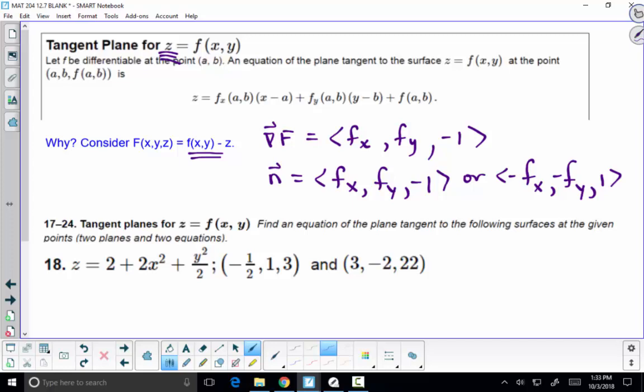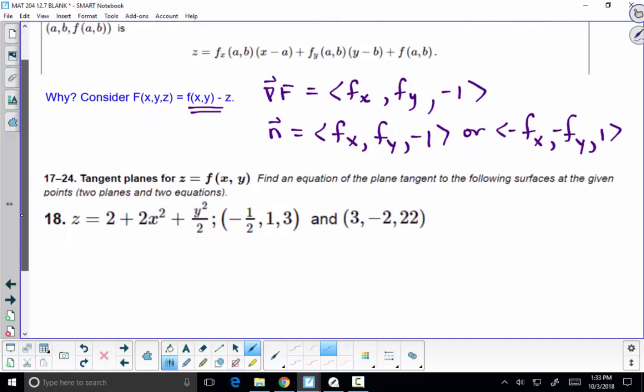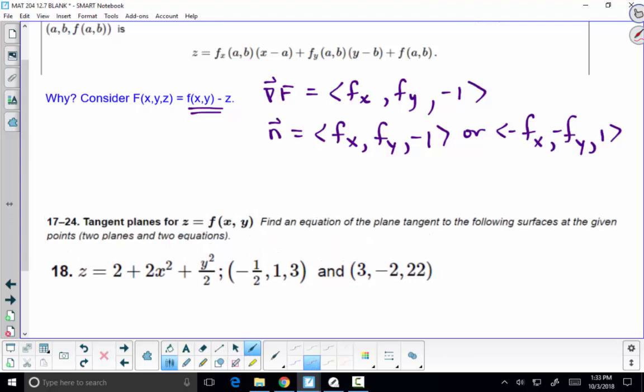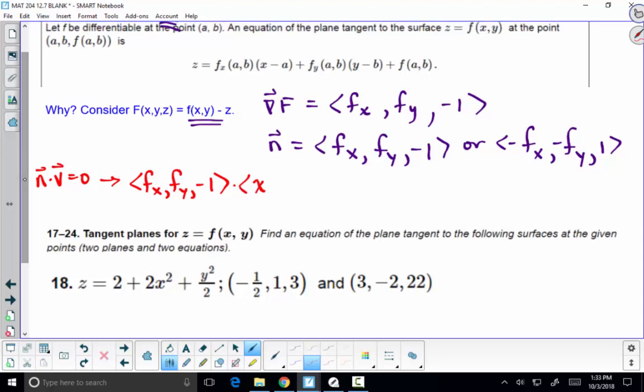Notice that if we want to build the equation they have up there, it's very simple. We do n dot v equals 0. So we take n, f sub x, f sub y, negative 1, and dot it with a displacement vector. That displacement vector is x minus a, y minus b, z minus f of a, b, equals 0.